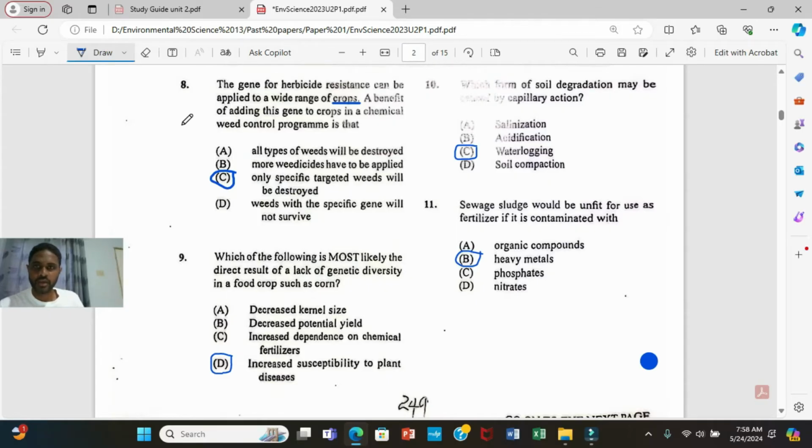When they spray that weedicide, all the other weeds around the soybean crop will die, but the soybean crop won't die because the soybean has that gene inside of it. Alright guys, so that helps with weeding. All the other weeds that are prone to weedicide will die, but the soybeans won't die.